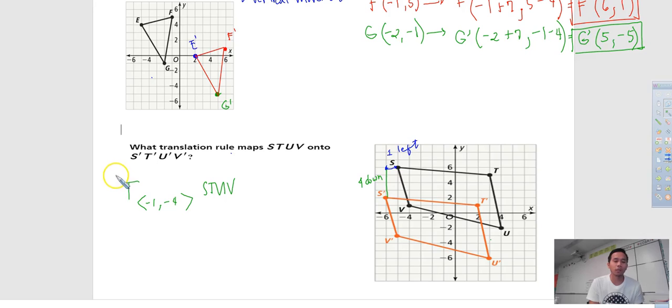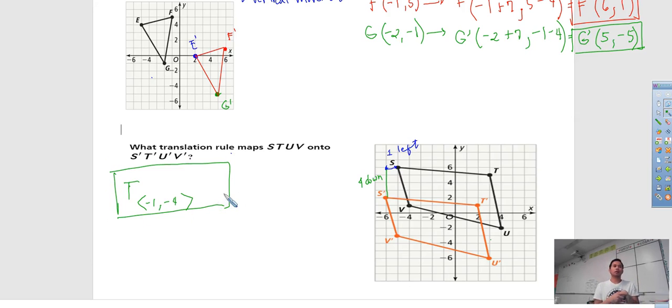So this is now your translation rule. Maybe I can just remove the STUV there. So the translation rule is 1 unit to the left and 4 units downward. All right, so that is all about translation. I just want to do a quick summary on your translation.